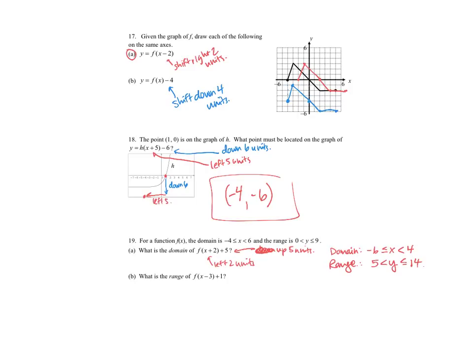Okay, for this one, I'm shifting to the right 3 units and shifting up 1. My new domain is shifted to the right by 3 units, so I'm going to add 3 to those x values. Negative 4 plus 3 is negative 1, and 6 plus 3 is 9. And then for my range, I'm adding 1 to all those y values, so it's going to go from 1 to 10.